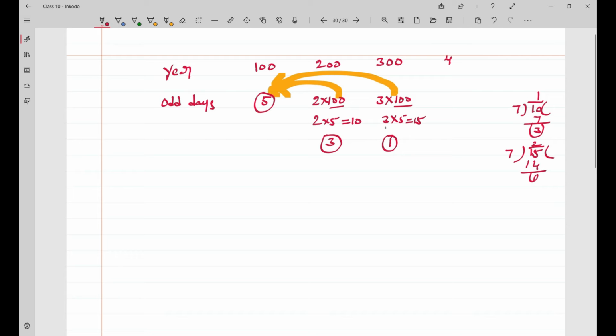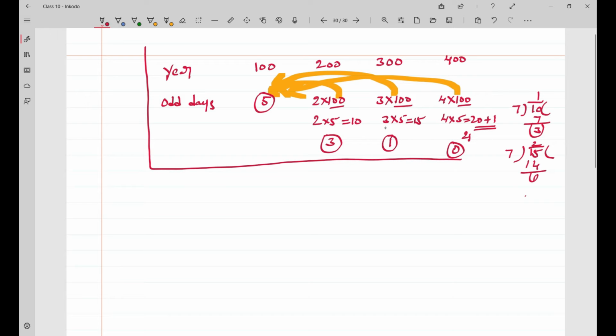Now let's see for 400. 400 can be written as 4 into 100. There are 5 odd days in 100 years. So 4 into 5, 20, plus 1. Why is it 1? Because 400 is a leap year. So finally we got 21. So 21 is exactly divisible by 7. So odd days in 400 is 0. The number of odd days in 400 is 0.